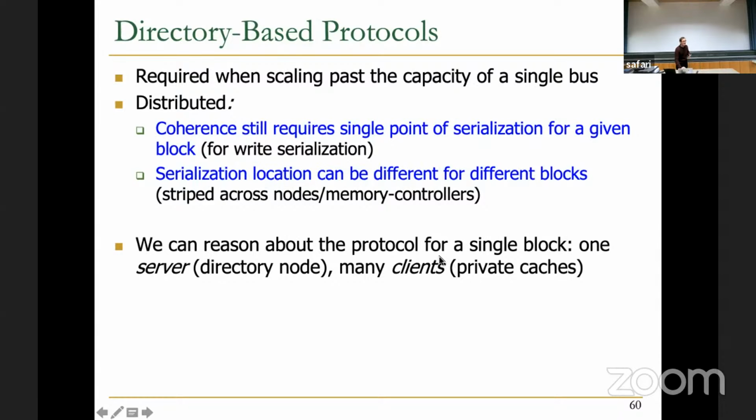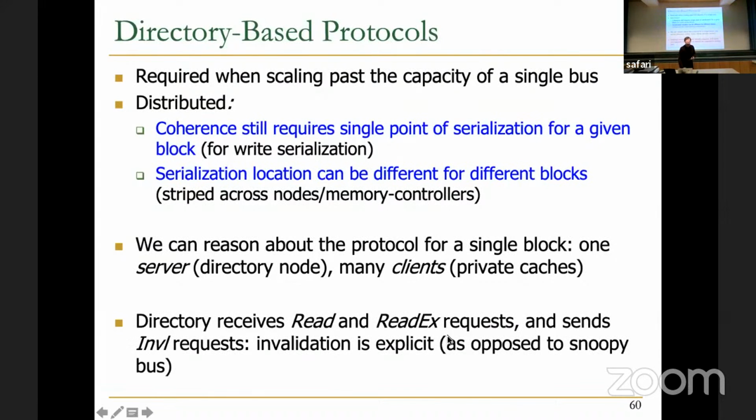So that's what this serialization location can be different for different blocks means. Okay. But now you can actually reason about what's going on. Now you can actually reason about the protocol for a single block. Essentially, this is like a server client model, right? If you think about the directory, it's serving many clients. It's really a server for the block. That's a directory node. And many clients are private caches. So now you can essentially provide proofs of whether or not this works using this sort of model.